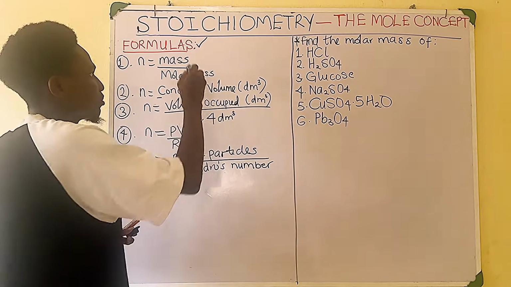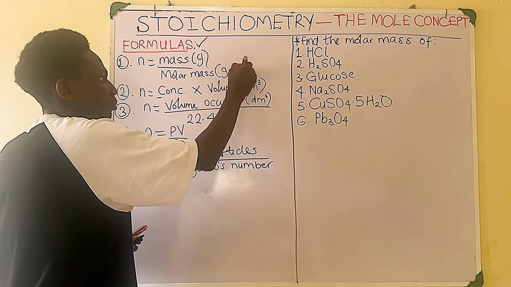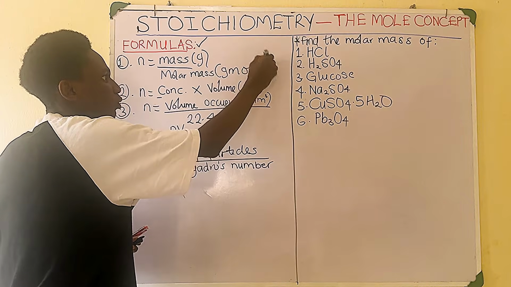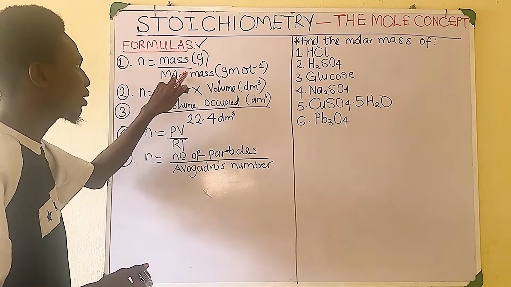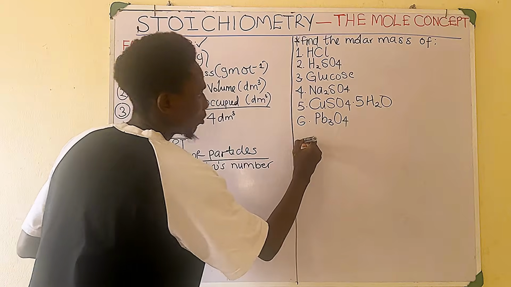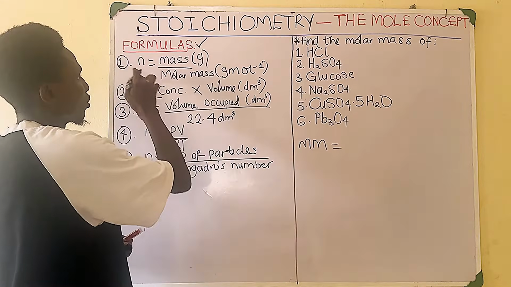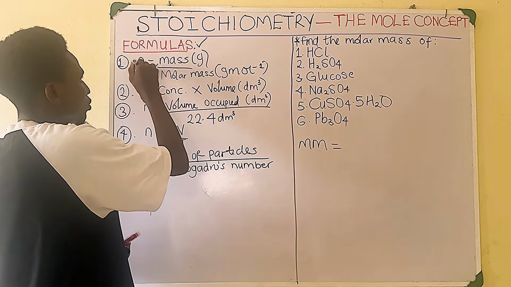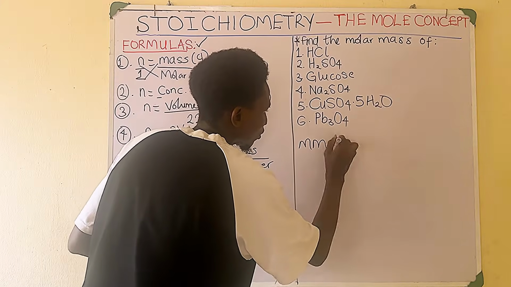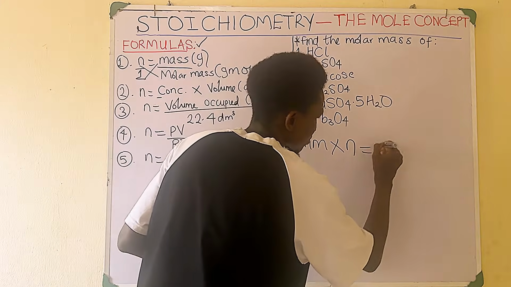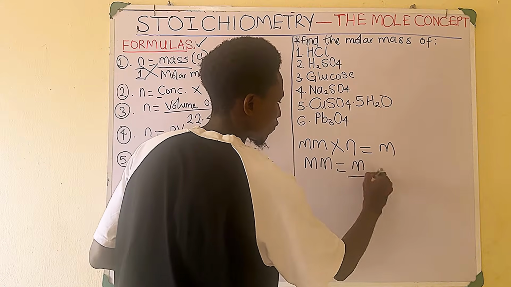Now, mass is in grams, while molar mass is in gram per mole. Why is it in gram per mole? Because n is number of moles, and n is in moles. If you want to make molar mass the subject of the formula, molar mass, let's represent it as MM, equals, if you make this one over 1 and cross multiply, you're going to get number of moles times molar mass equals mass. So if you make molar mass the subject of the formula, you're going to get mass over number of moles.